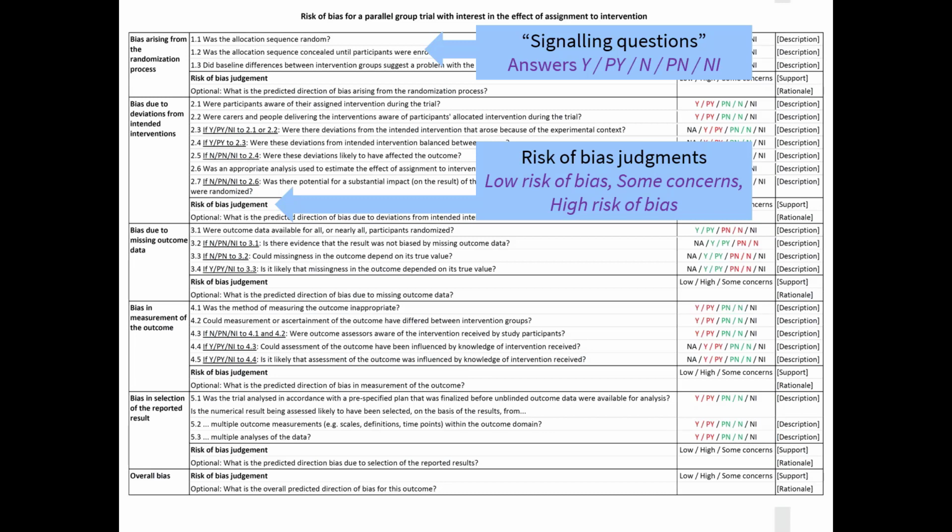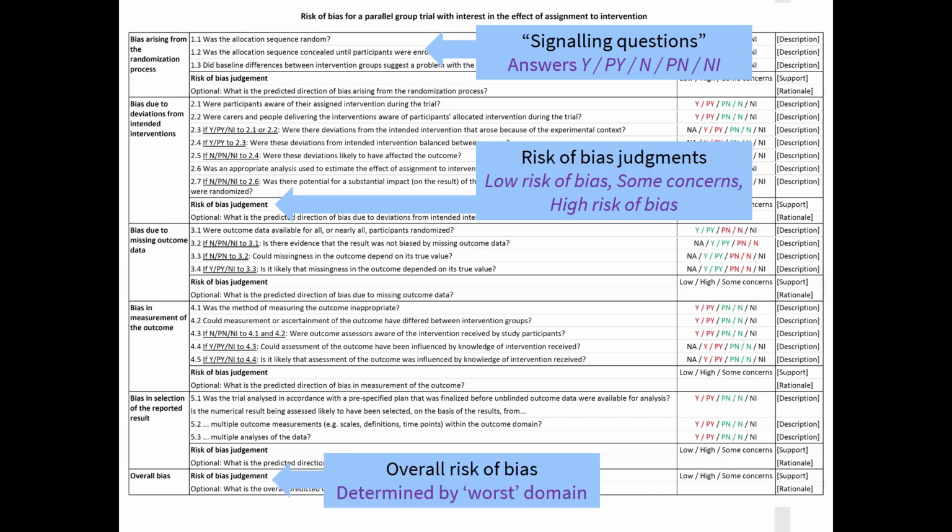And the categories of judgment are low risk of bias and high risk of bias as before, but we now have an intermediate category of some concerns, which by definition you must have if you're not willing to call it low risk of bias or high risk of bias. We've introduced an overall risk of bias for the result, which is determined again in an algorithmic way as the worst judgment across the individual domains.